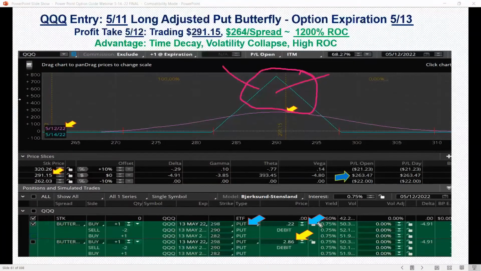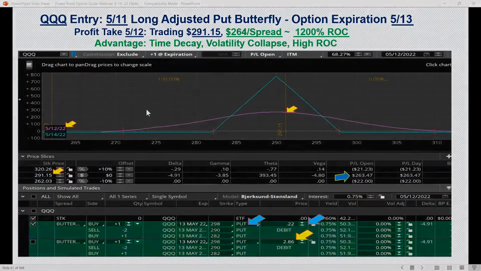But the main thing is we want our risk low. We want to be able to participate in the trade and then potentially make more. So this is one way to do it. So that was a really cool trade setup. And again, it's thinking one or two or three steps ahead.